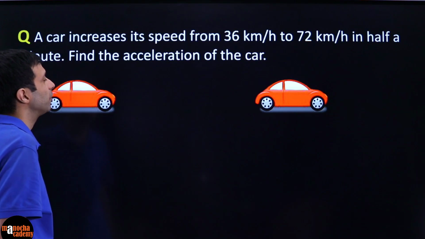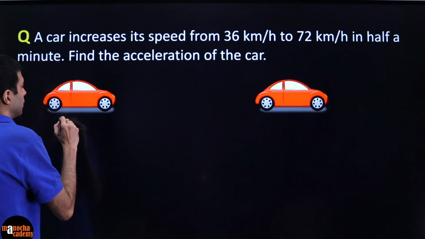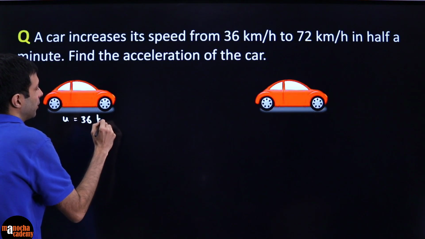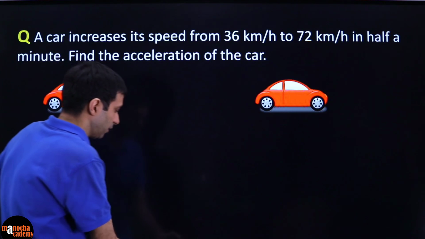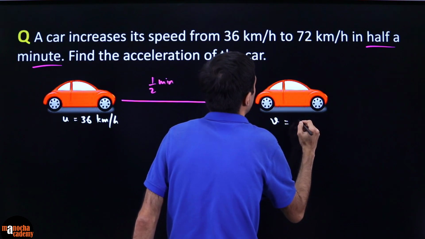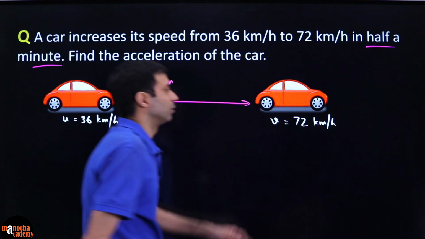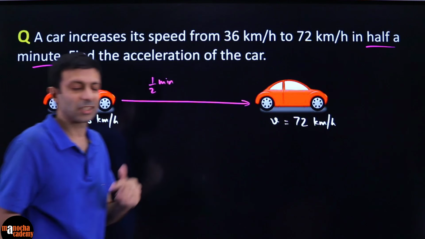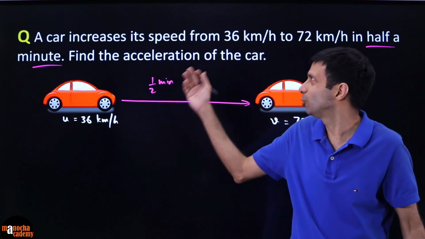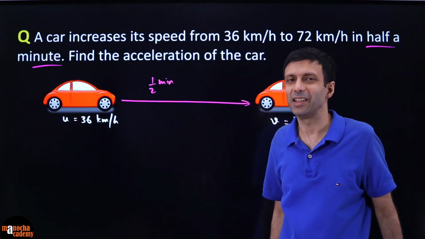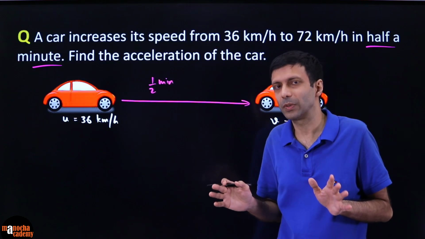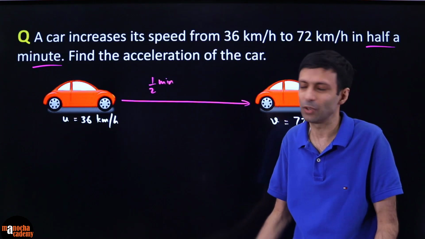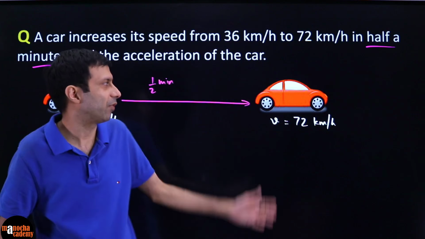We know the initial speed of the car is 36 kilometers per hour, and it accelerated in half a minute. It went to its final speed of 72 kilometers per hour. So V denotes final speed, U denotes initial speed. Again, remember we said acceleration is rate of change of velocity. Here we are using speed, which basically means we are ignoring the direction. So don't worry, it doesn't mean you cannot work with speed numbers. It basically means direction is ignored. So here initial speed is like initial velocity and final speed is like final velocity.